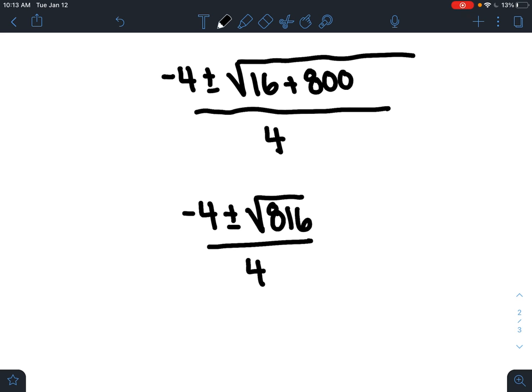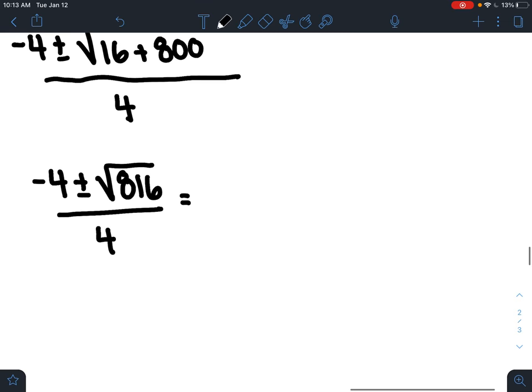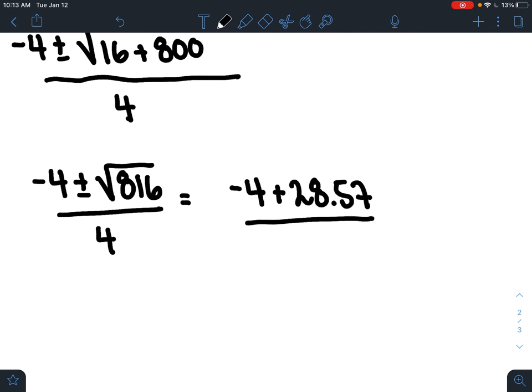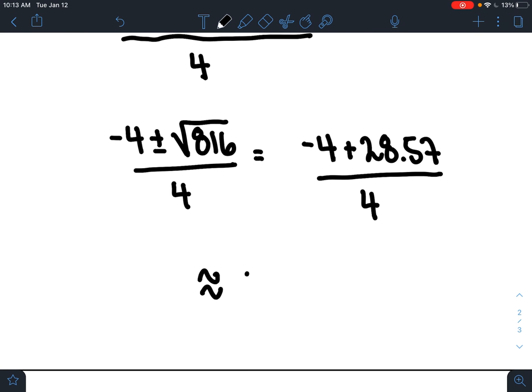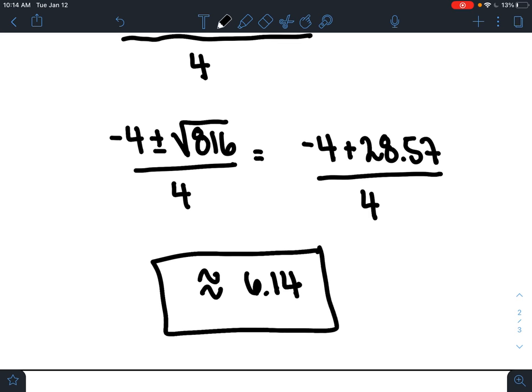And now I'm going to take the square root of 816, and I'm going to get 28.57. So what I'm going to simplify now is just the positive version of that, negative 4 plus 28.57 all over 4. So I'm going to do 28.57 plus a negative 4, divide that by 4, and what you should get is approximately 6.14 for your final answer.